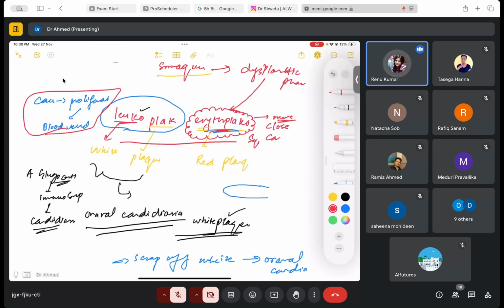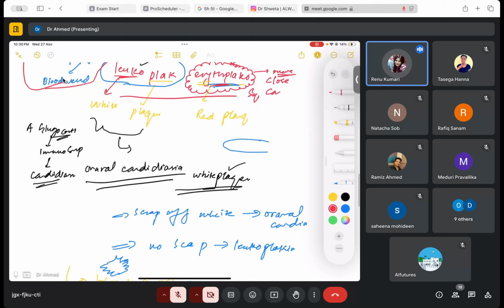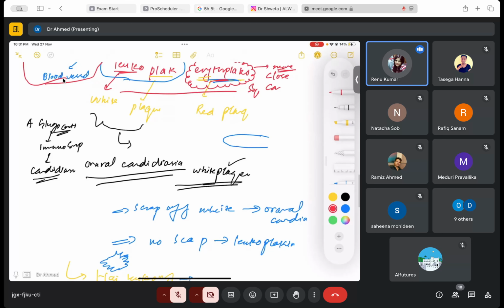So how to differentiate these three is we'll take a tongue depressor, and if the plaques are getting scraped off easily, that means it's oral candidiasis. If it is not getting scraped off, then that means it is a squamous cell carcinoma. And if the white plaque is present on the lateral side of the tongue, that means it's hairy leukoplakia.